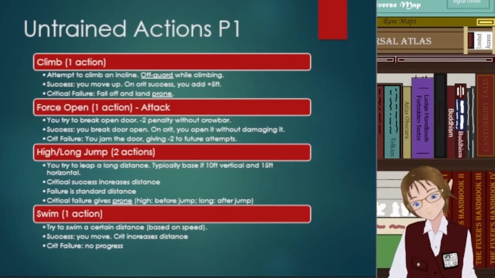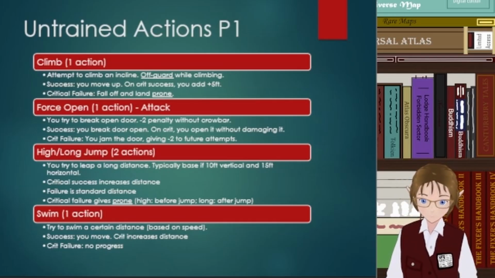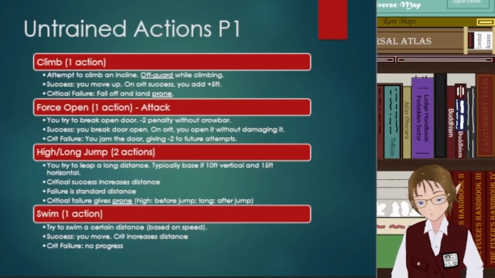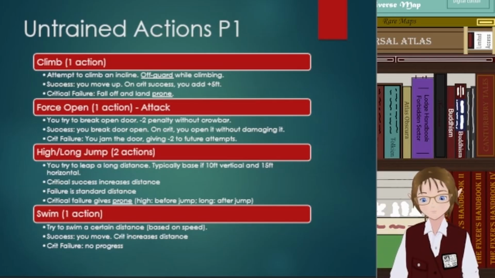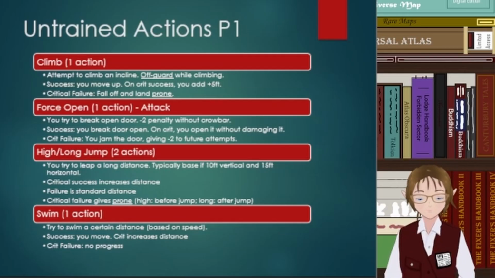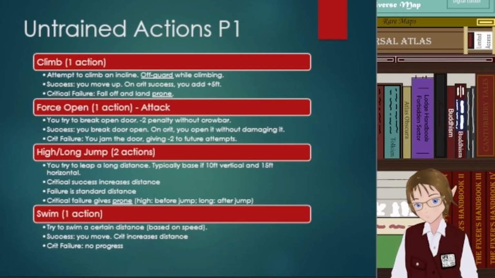Now back to the next action. Force Open is a somewhat situational one-action ability, which is essentially you trying to bust open a door. The way it works is you just roll an athletics action versus the door, and if you succeed, then you break the door open, but you damage it. If you critically succeed, you break it open, but you don't actually damage the door.